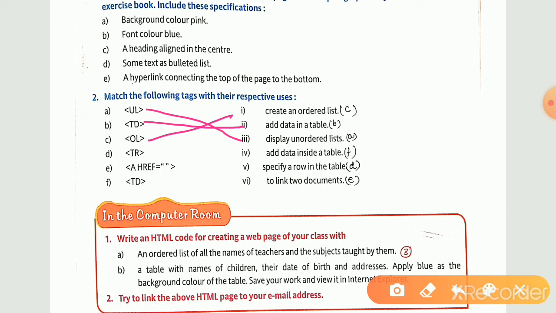TR, you please match it with this fifth one, specify a row in a table. For the E part, A href, match it with the fourth one. No, match it with the sixth one, to link two documents. And for the F portion, you match it with this fourth one. Okay, so this is about your match the following tags.